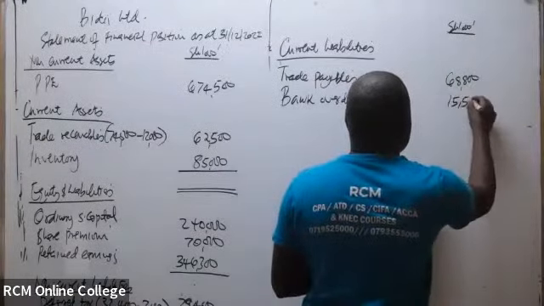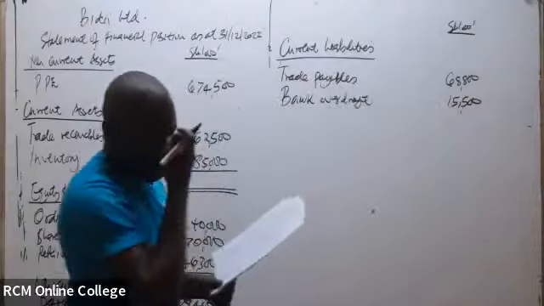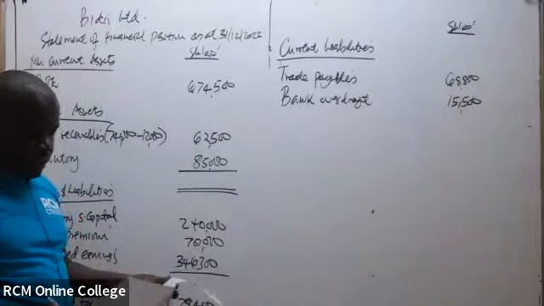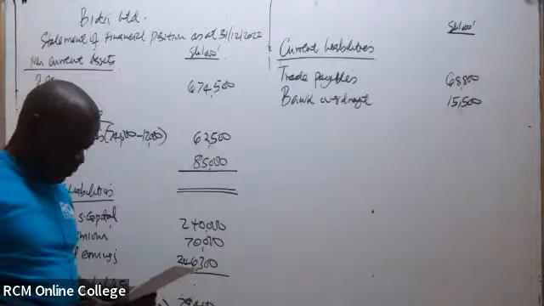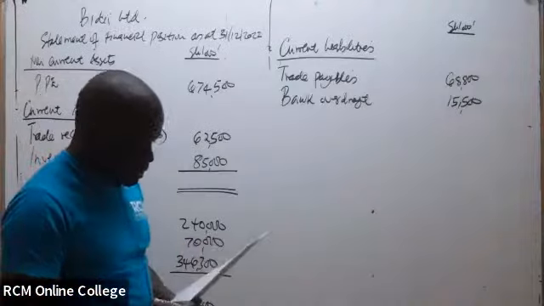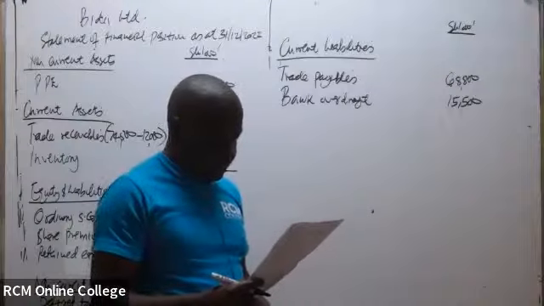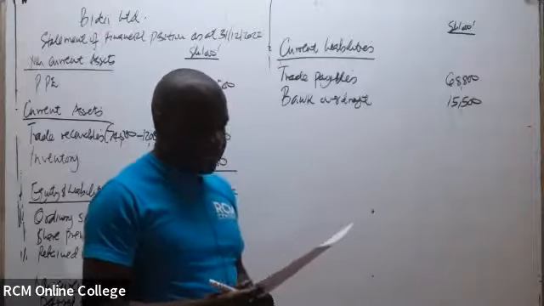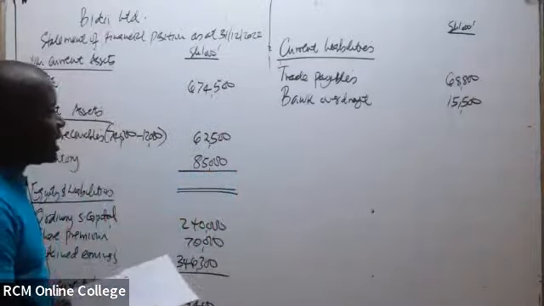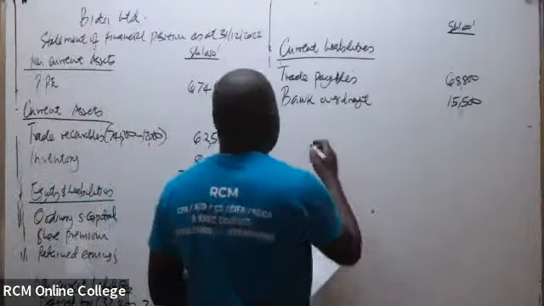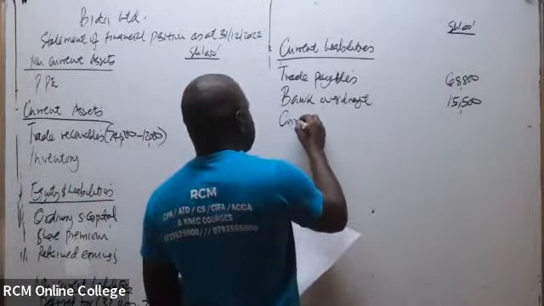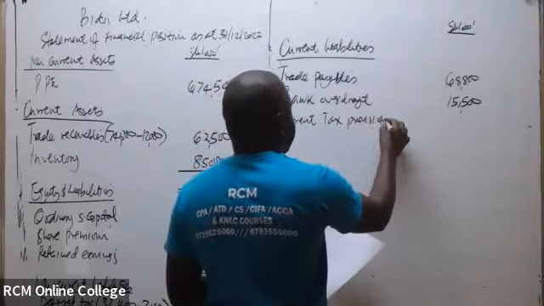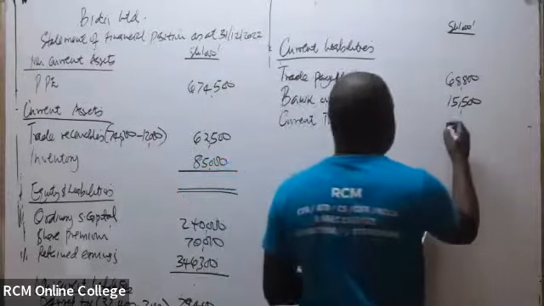15,500,000. Then if you look at note number 4, a provision for current tax for the year ended 31st of December was 52 million. They didn't settle it, so in this case you have a current tax provision. They will pay it later on in the coming year. It was an amount of 52 million.